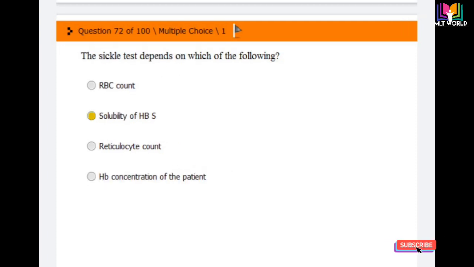Question number 72. The sickle test depends on which of the following? Options are: first option RBC count, next option is solubility of HbS, third option is reticulocyte count, and the last option is hemoglobin concentration of the patient. And the correct answer is that the sickle test depends on the solubility of hemoglobin S.